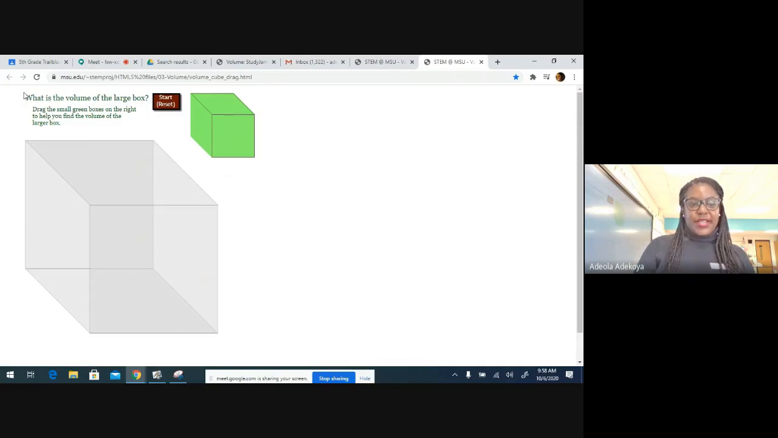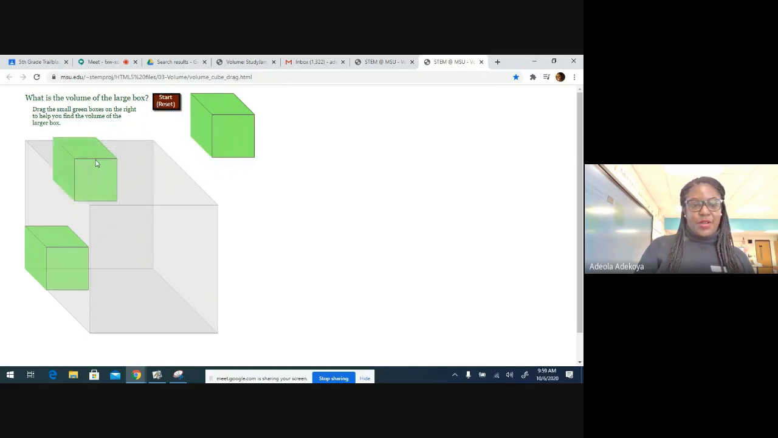The direction says, what is the volume of the large box? Drag the small green boxes on the right to help you find the volume of the larger box. So here is my cubic unit. Now I want to find out how many cubic units it's going to take, and hopefully you wrote down a number. I'm going to start. We're trying to figure out the volume. Remember, the volume is the amount of space a container takes, or the amount of space in a container.